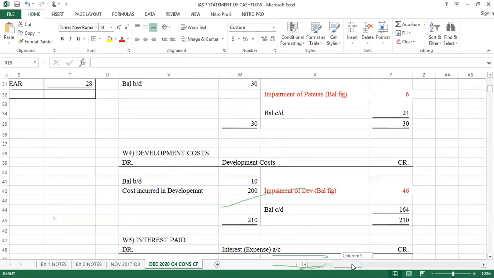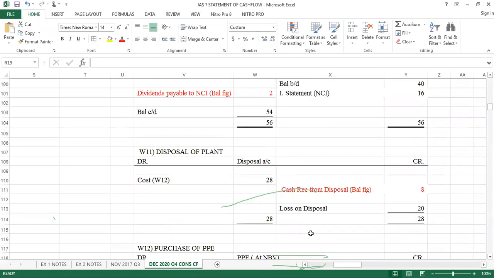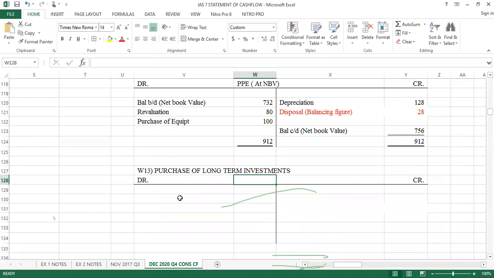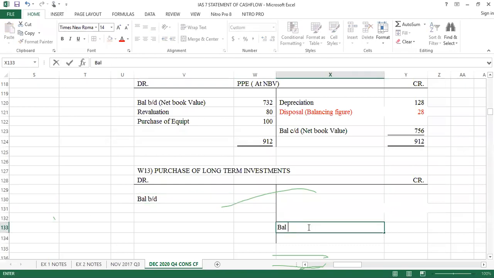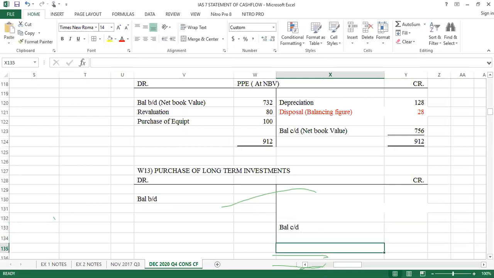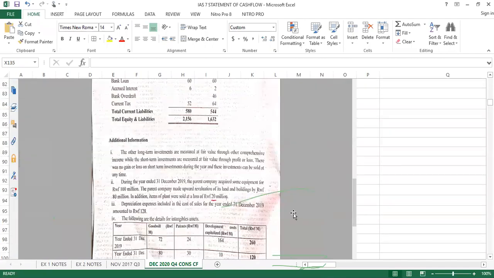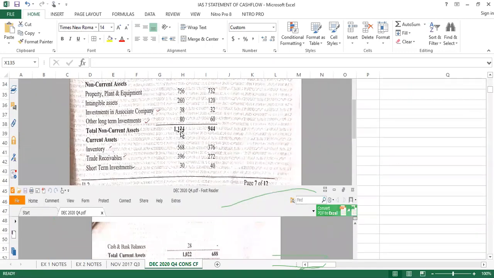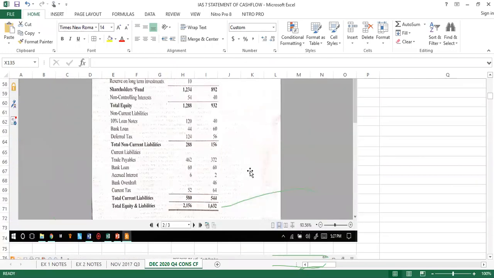There is a purchase because you can see the difference. So purchase, working 13. Where is it? Working 13 is here. Please just be patient with me. I'm almost finishing. Working 13, purchase of long-term investments. Under the purchase of long-term investments, there was the opening balance, balance brought down, and balance carried down. Let us go and pick it. Here, long-term investments again, you can see it here: 60 to 80.